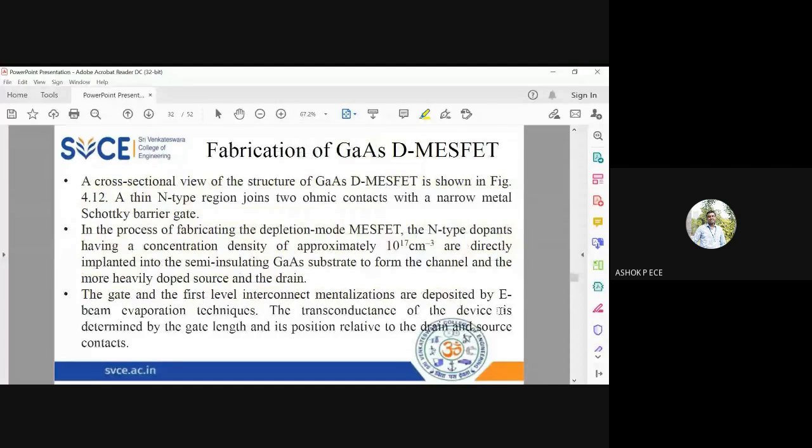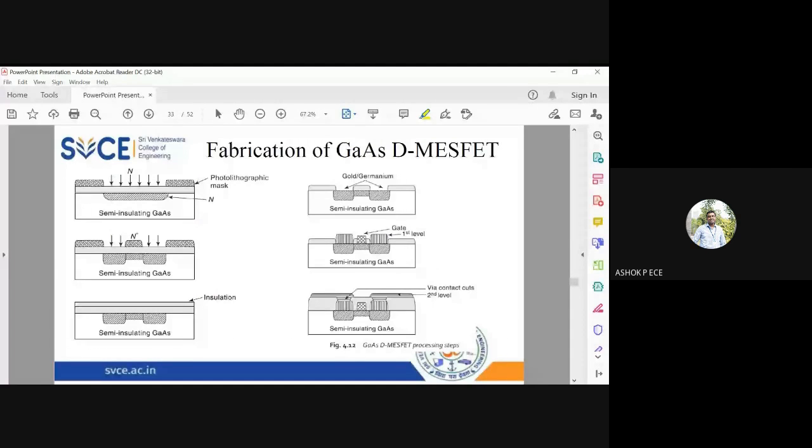So you can see, whatever diagram you are seeing is the fabrication step. First, you take a semi-insulating gallium arsenide substrate. Over that, you are going to grow the N-type region. Okay, and you are going to apply a photolithographic mask. Whatever region you want to keep, you will be applying the mask.